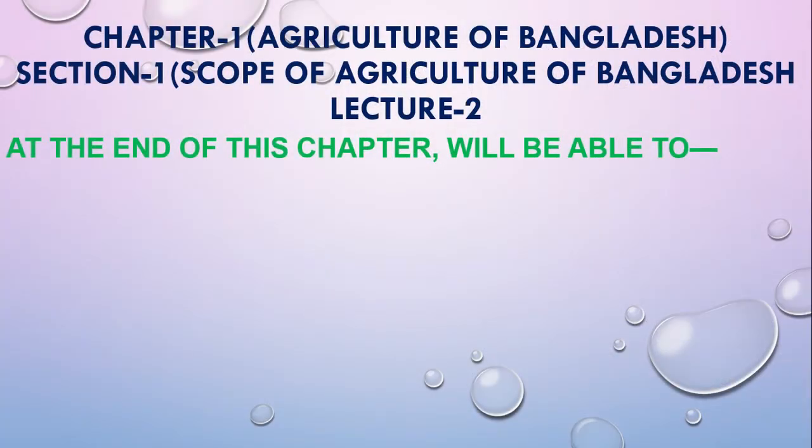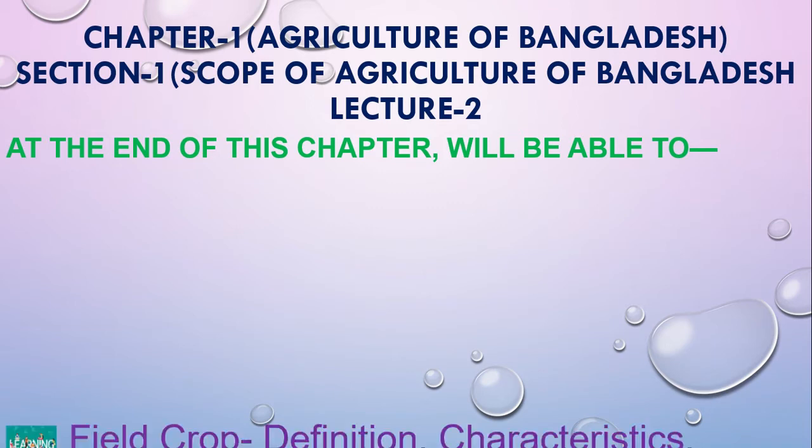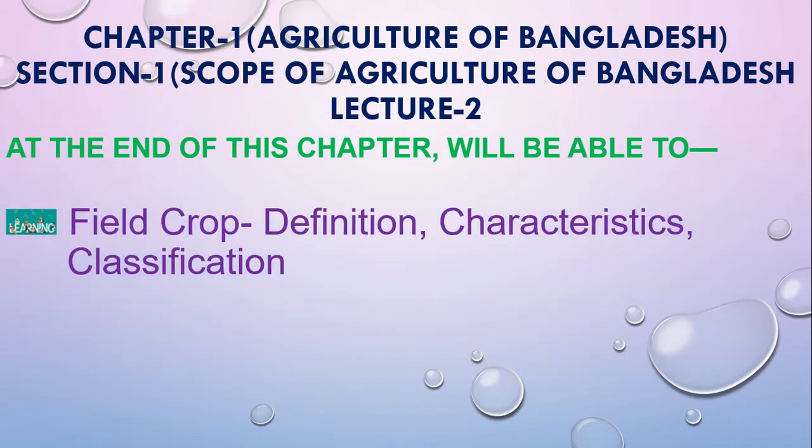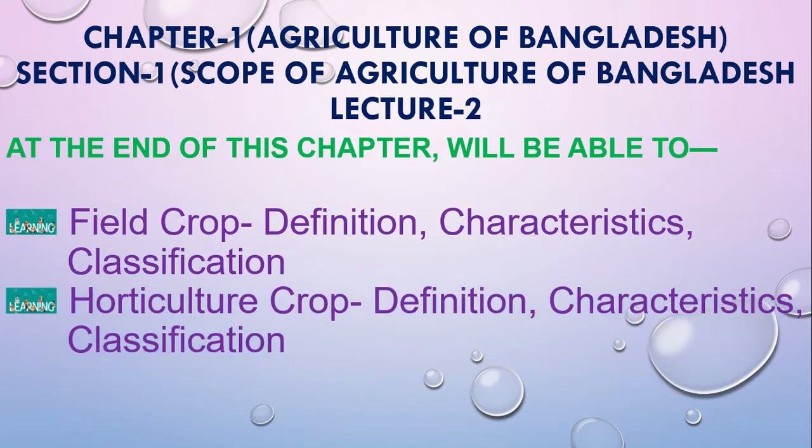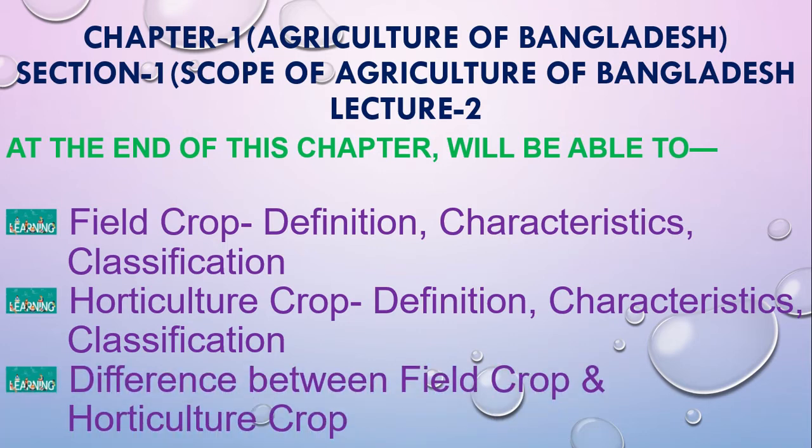My dear students, let's go for today's online lecture. Chapter 1 is Agriculture of Bangladesh, and Section 1 is Scope of Agriculture of Bangladesh. Today is the second lecture of this section. Today we are going to understand the field crop definition, characteristics and classification, then horticulture crop definition, characteristics and classification, and then at last, the difference between field crop and horticulture crop.